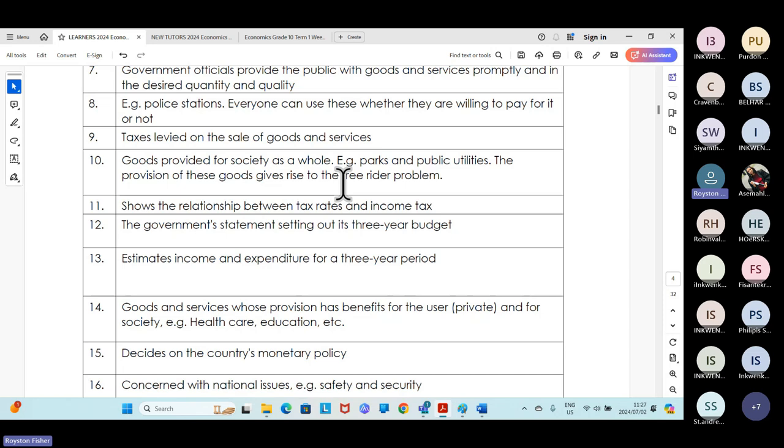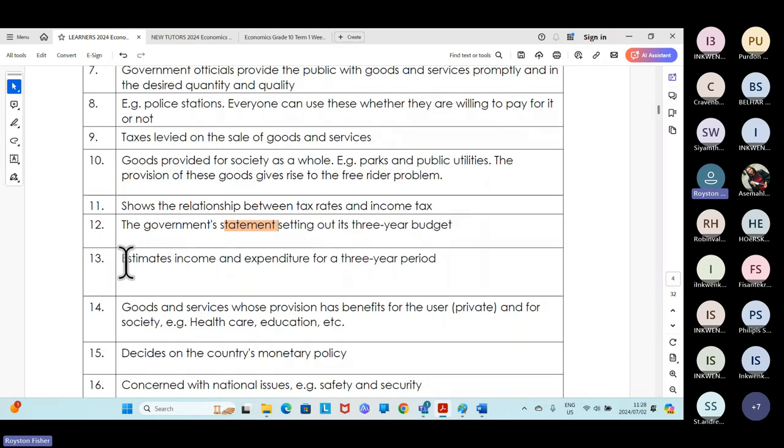With all the other schools, you're most welcome to post your answer for number 12 as well, before I share my answer. All right, so number 12, the government statement. That is already a keyword that we need to look at, the statement setting out this 3-year budget. So number 12's answer would be medium-term budget policy statement. So you see that is where the keyword comes in.